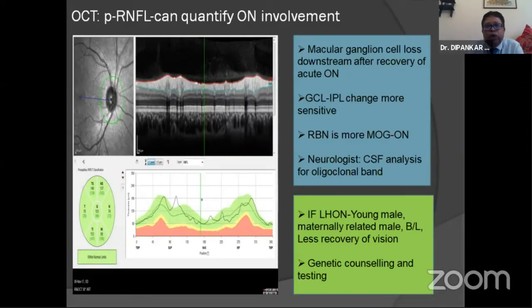Dr. Saxena has shown that aquaporin testing for NMO spectrum disease can sometimes be helpful. But here is one important point. If you're suspecting a Leber's hereditary optic neuropathy, it is usually a young male, maternally related, bilateral, and vision recovery is much less compared to optic neuritis, where genetic counseling and other testing are helpful.